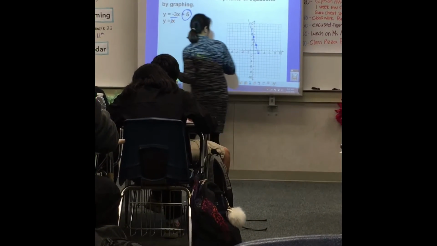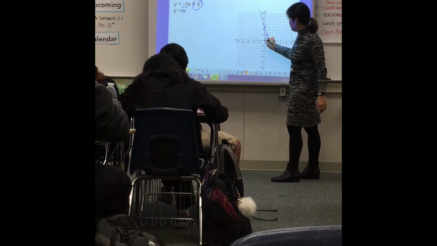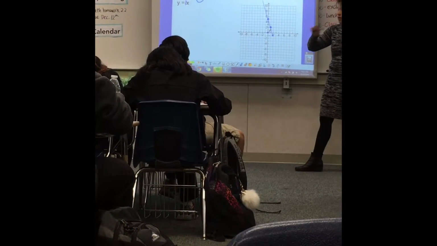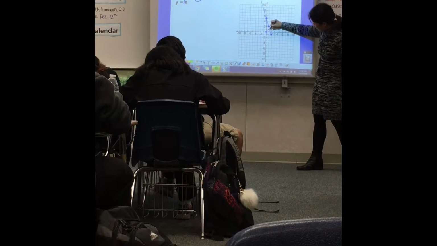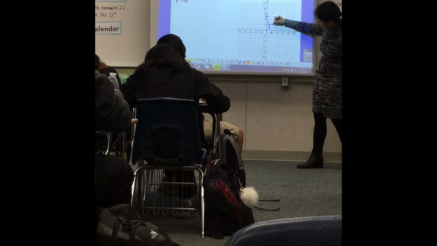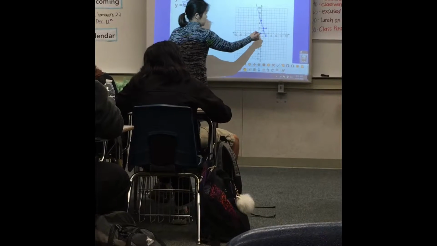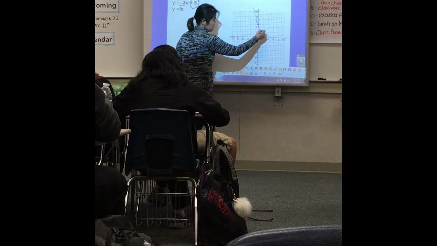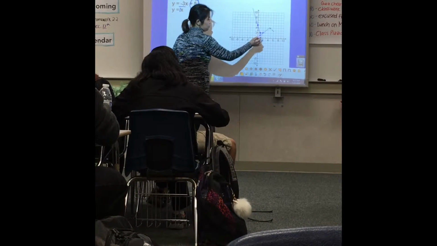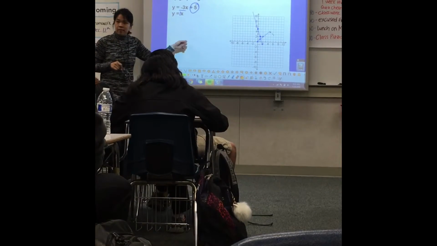So if my intercept is 0, I'm going to start at 0, and my slope is going to be 1, so I'm going to go up 1, 1 to the right. Up 1, 1 to the right, okay? So my line is going to cross here, okay? That's my point of intercept, okay?